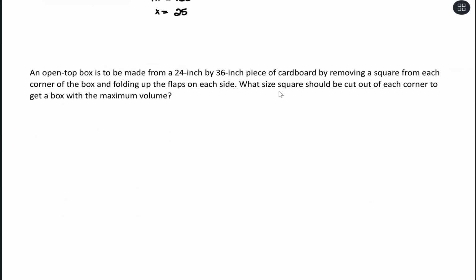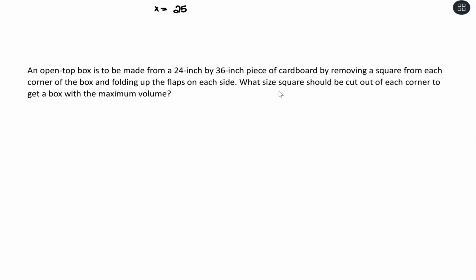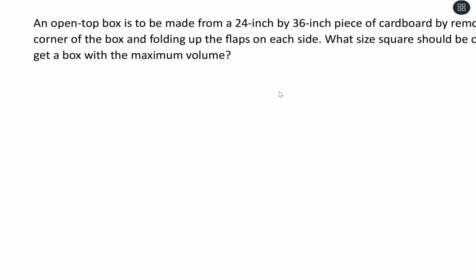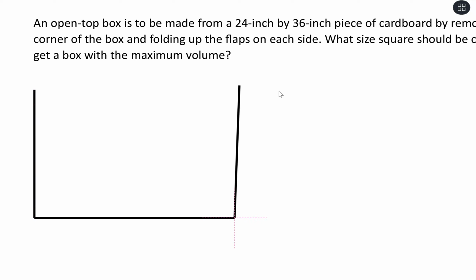Okay, next one. We have an open top box to be made from a 24-inch by 36-inch piece of cardboard by removing a square from each corner of the box and folding up the flaps on each side. So what this looks like is we're going to have a big rectangle of cardboard, like that. One side is 24 inches and one side is 36.